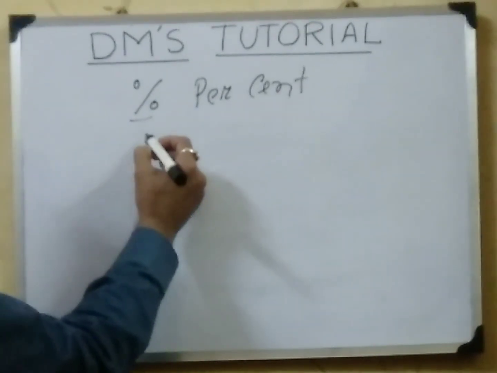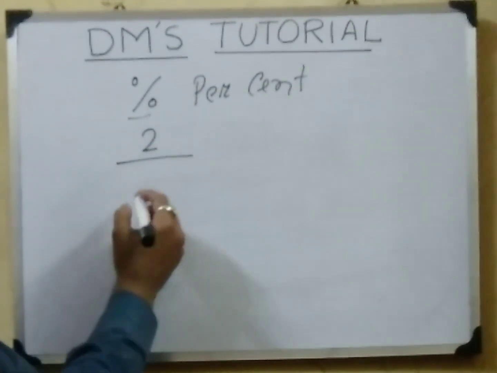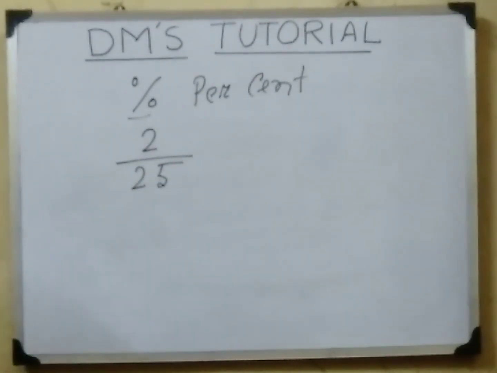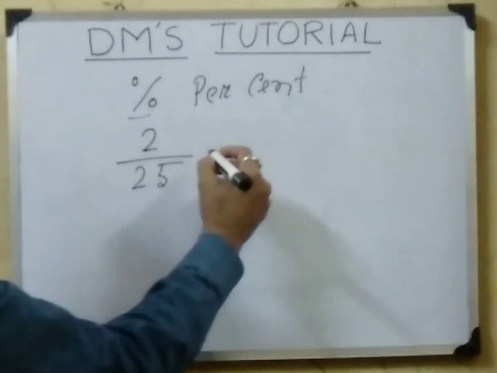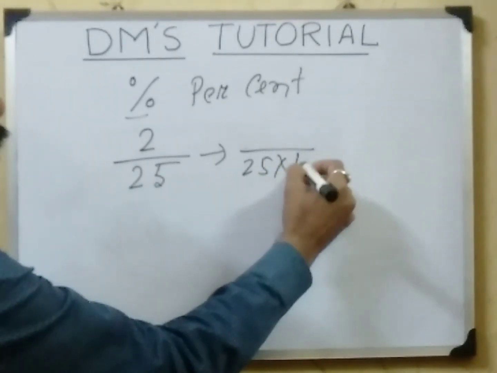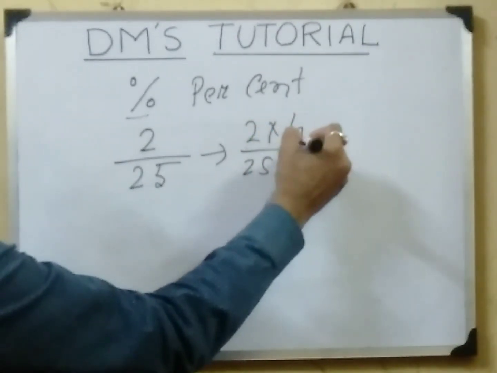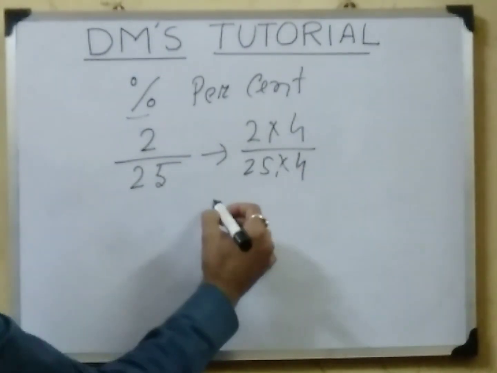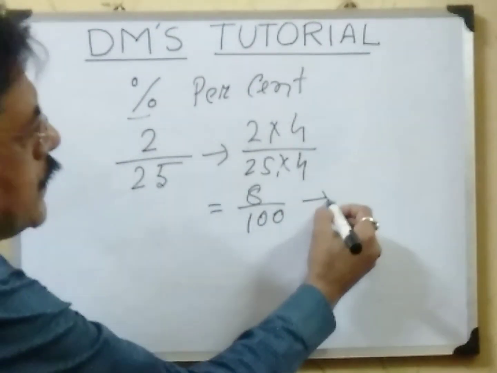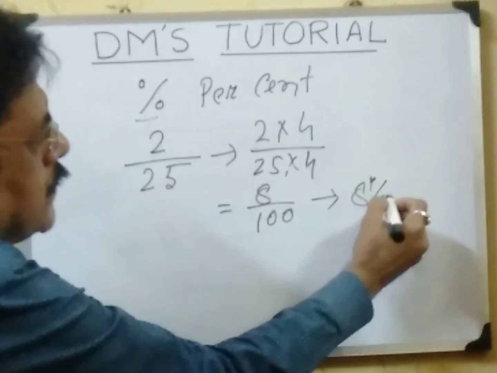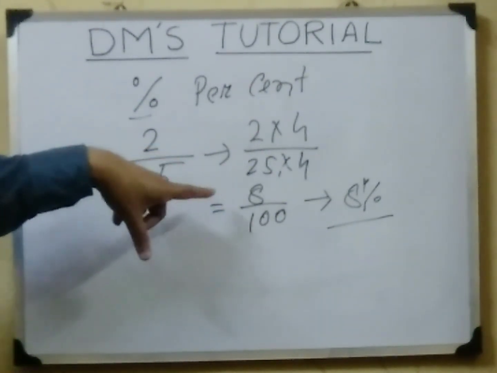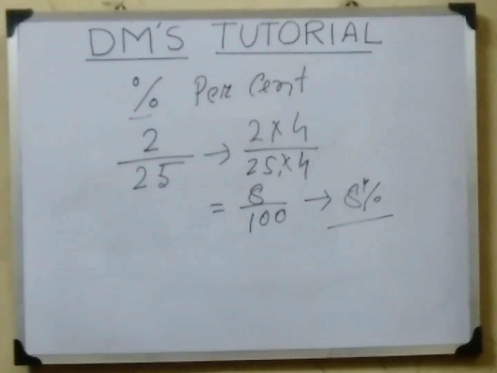Here is another fraction, 2 by 25. I will convert this into percentage. So 25 is multiplied by 4 and 2 also multiplied by 4. That is 8 out of 100. So it can be called 8%. Clear? Out of 100, 8 number is taken. So this is 8%.